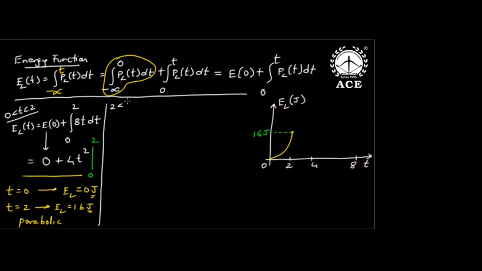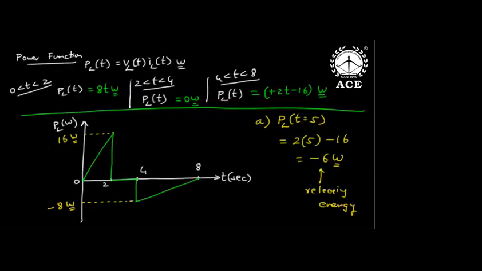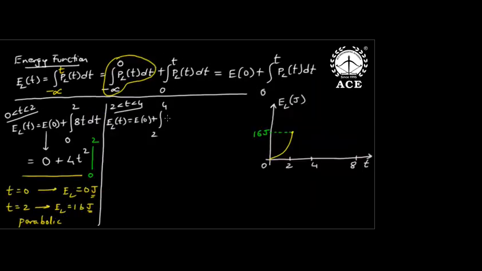If you go from 2 to 4, the energy will be E of 0 plus the integral from 2 to 4 of the power function dt. But from 2 to 4 the power function is 0, so it is 0 dt. So this E of 0 is the previous stored energy before 2 seconds, which reached 16 joules, and the integral is 0.